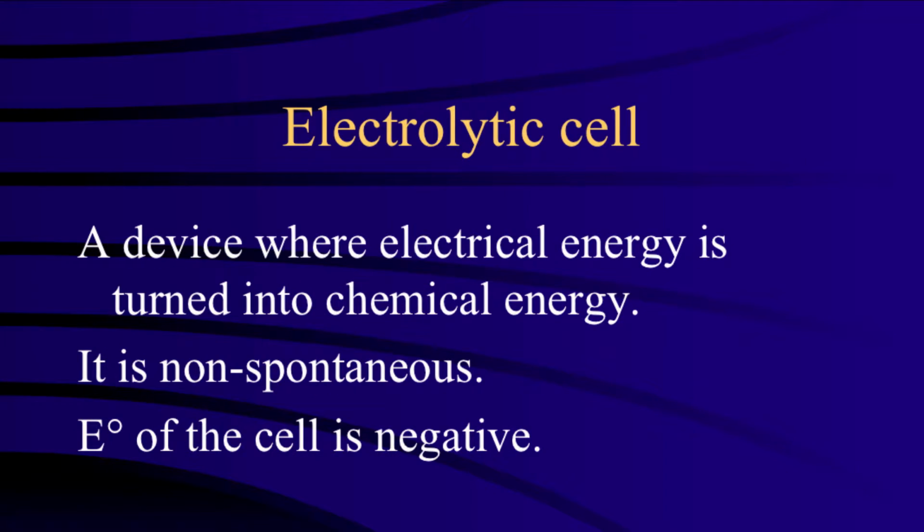The opposite of that is an electrolytic cell. This is where you recharge a battery. So this is where electrical energy gets turned into chemical energy. It always has a positive delta G, meaning batteries don't charge themselves. Hello, that kind of makes sense. And this electrode potential, the cell potential, the number of volts, is always negative.